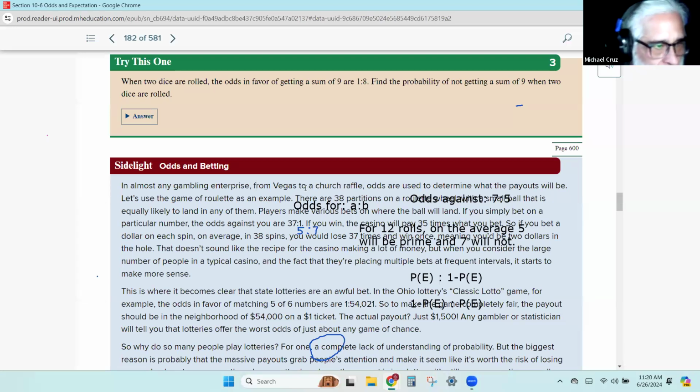So they're giving us that information. Find the probability of not getting an 8. So what this means is it's odds in favor. So this is A, and this is B, because that's odds in favor. They're telling us that. So that means the first number is A, the second number is B.